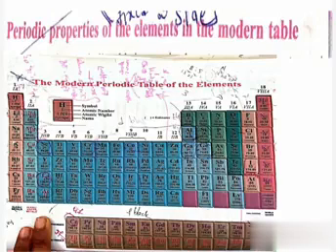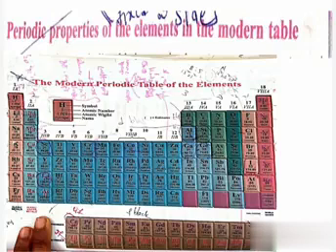Okay. Oxygen. Atomic number 8. Electron configuration 1s2, 2s2, 2p4. Okay. 2s2, 2p4 is the last shell. 2s2, 2 electrons, 2p4, 4 electrons. Total 6 electrons. Yes or no? So like that it will come.